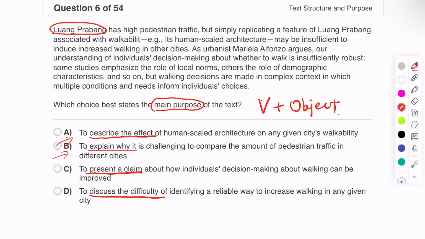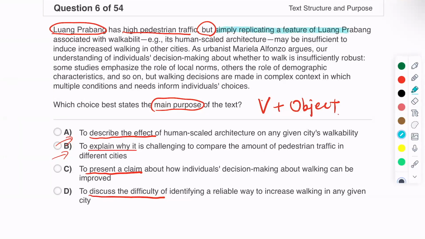So this place has high pedestrian traffic, but see that? Whenever you see a sentence with a comma and a but or however, we focus on the second half. That's a logic. Whenever they give you contrast, you focus on the second part. Just like when they give you although, you focus on after the comma, after the although clause. What is the major part? The major part is supposed to be right here.